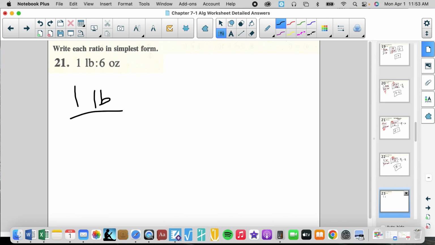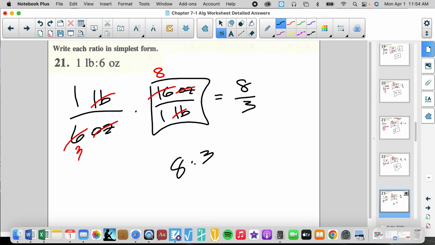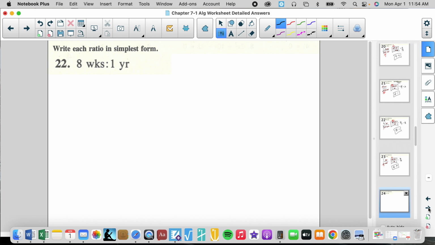1 pound is 6 ounces, as 1 pound is to 16 ounces. And remember, I put the pounds in the denominator so it can cancel with the original pounds in the numerator. That's my reasoning behind that. 6 and 16 is 8 and 3, so we get 8/3, or 8 to 3 for 21. All right, we're good.